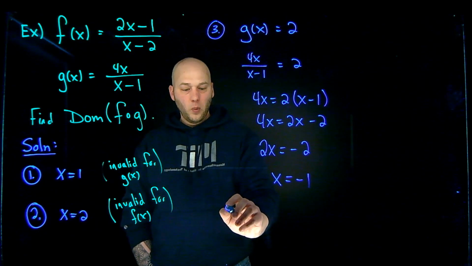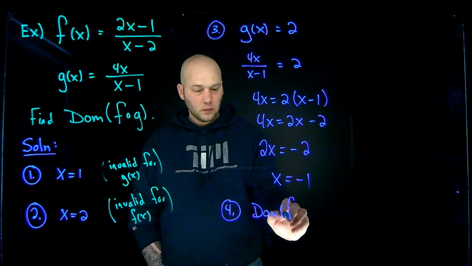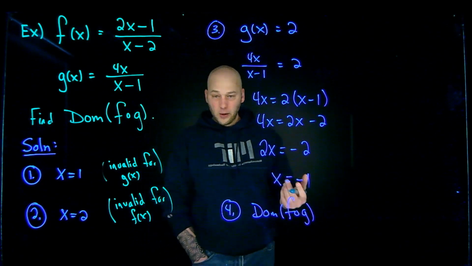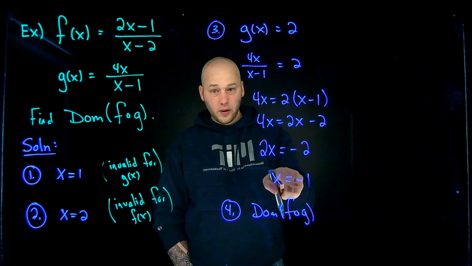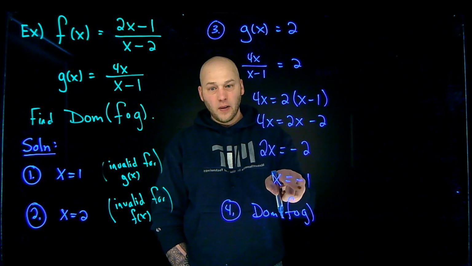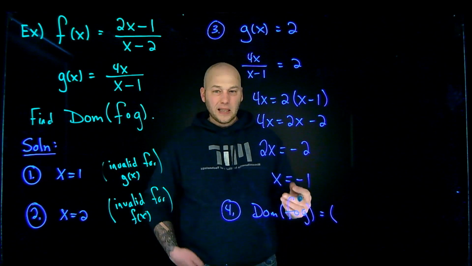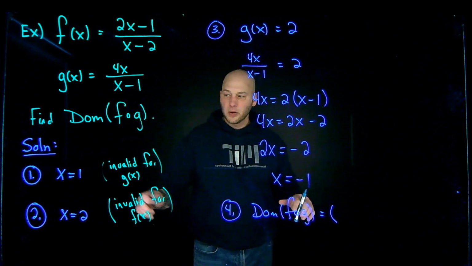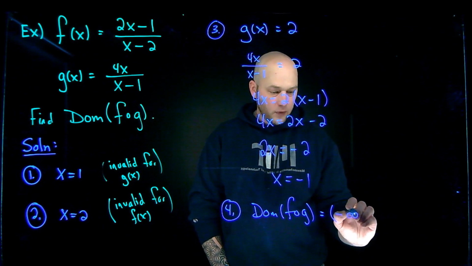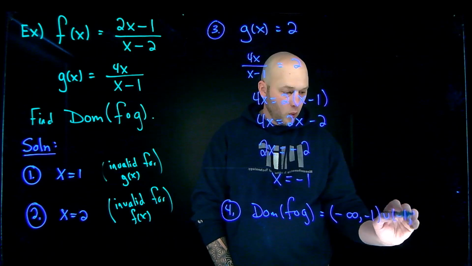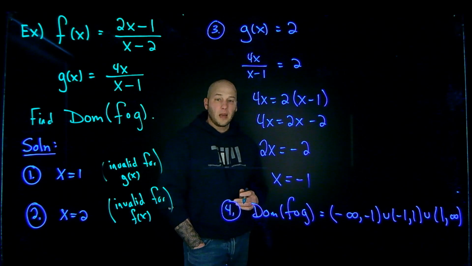Now step 4 was to say the domain of the composition is all the values excluding those from steps 1 and 3. I want to do one other thing with this number negative 1. We're going to verify that this is an invalid input, but let me first write the conclusion. The domain of f composed with g consists of everything excluding the numbers from steps 1 and 3. So that means this would be everything to the left of negative 1, everything between negative 1 and 1, and then everything to the right of the number 1. In interval notation, that will be my domain of the composition.